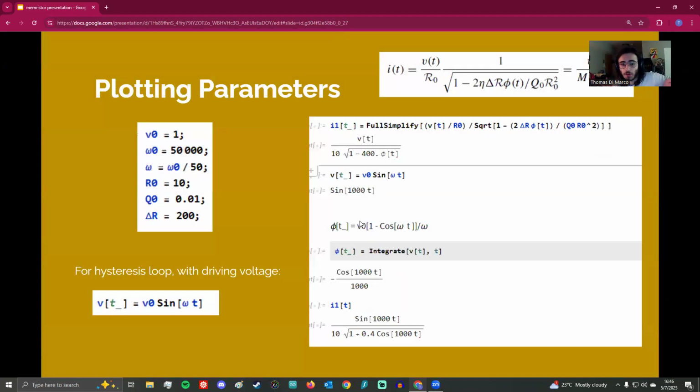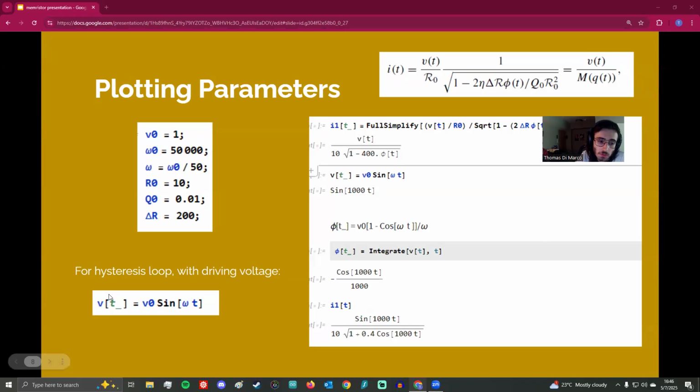Here I have some of my code, some of my plotting parameters. Again, this was my driving voltage, just a sinusoidal wave. Omega naught and omega are the natural frequency scale of the memristor. R naught again is the resistance. This is the minimum charge to move the boundary. R naught is the initial resistance of the off state, I believe. I might have to look at my code.